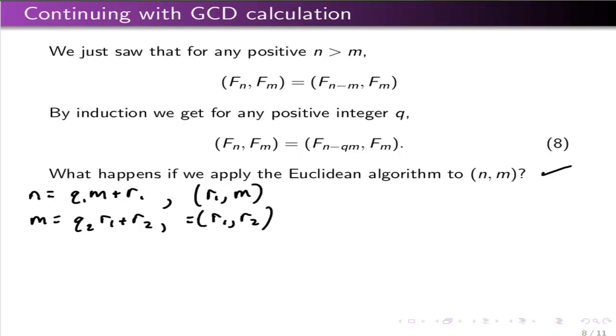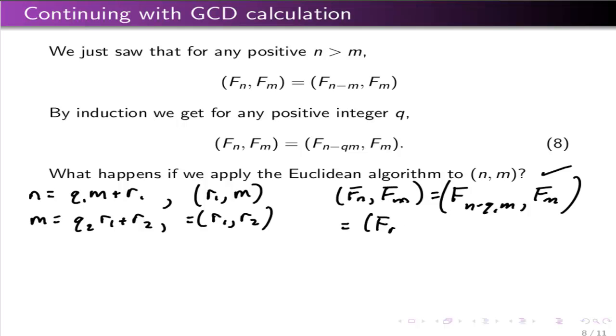And now what's going on with the Fibonacci numbers? So we're starting with the calculation of these two, and after subtracting off q1 m, we are left now with f sub r1 and m as the two subscripts. Then on the next go around, we keep the r1 and we subtract off a multiple of this from the m, and that gives us an f r2.